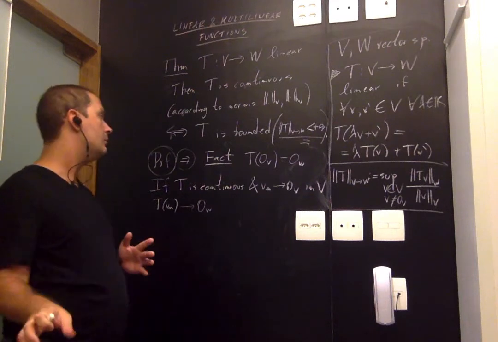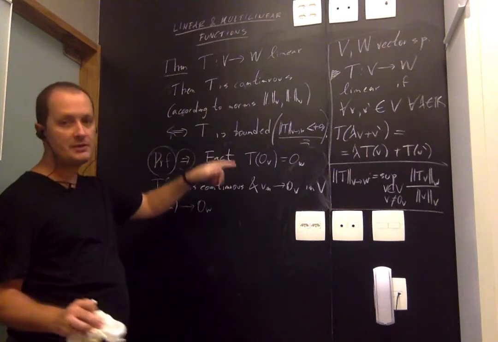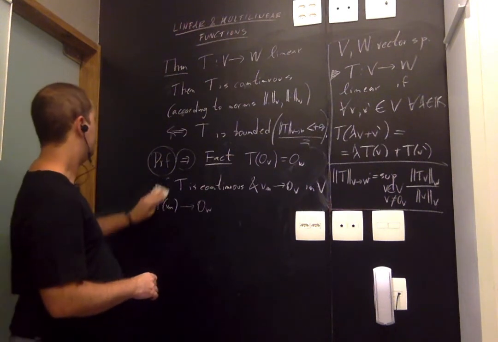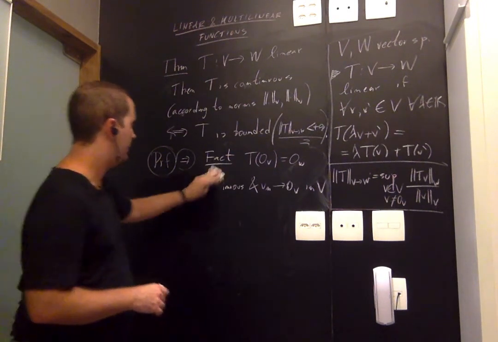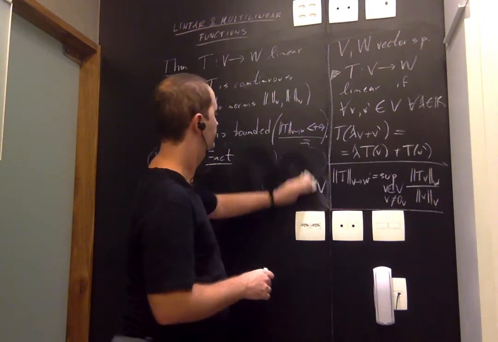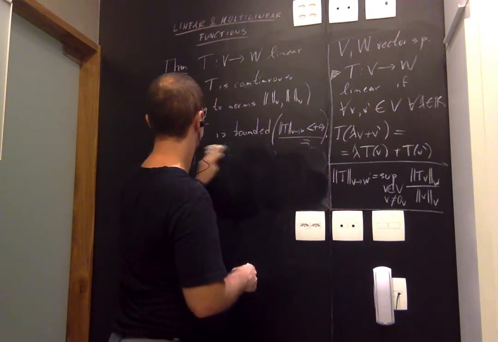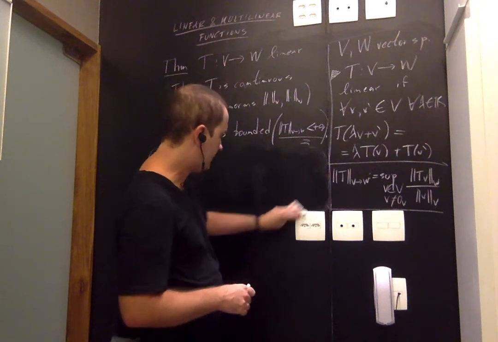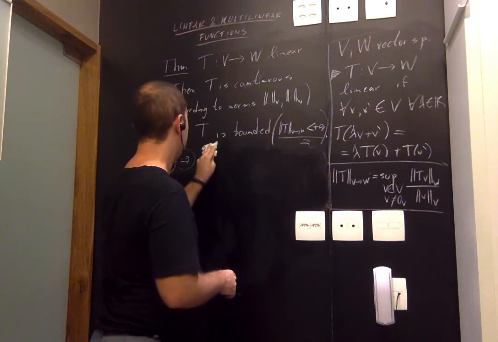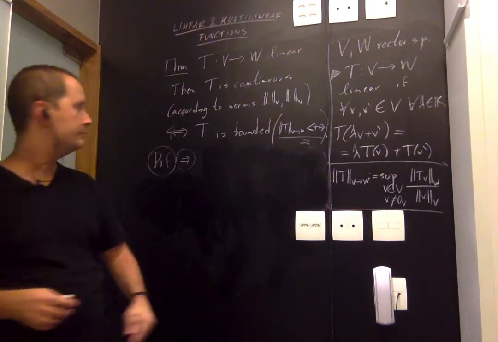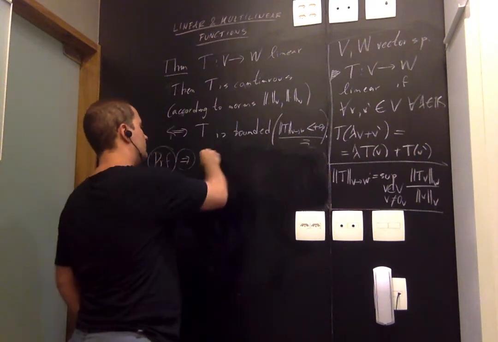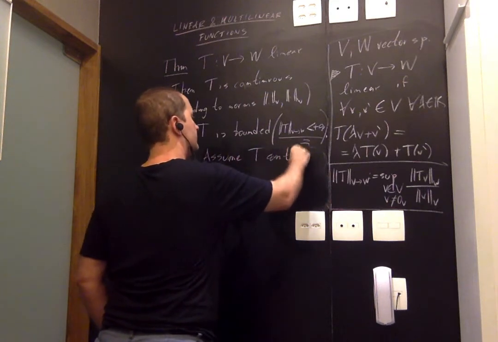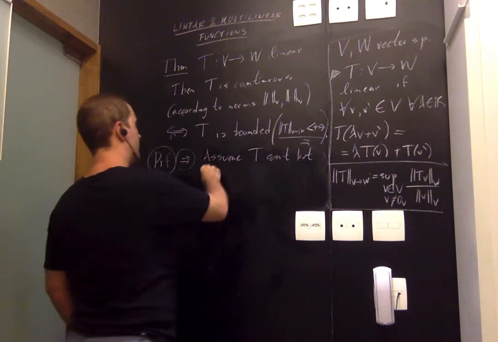Good, because now we're going to prove that when T is continuous, it has to be bounded, and we're going to do that by contradiction. What we're going to do exactly is show that if T is continuous and it's not bounded, then we are in trouble. Assume T continuous, but not bounded.